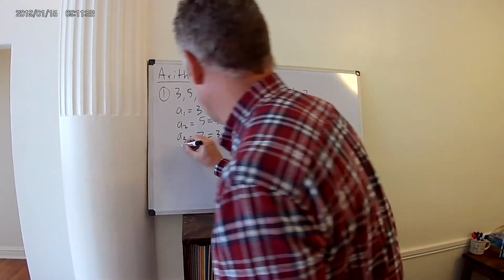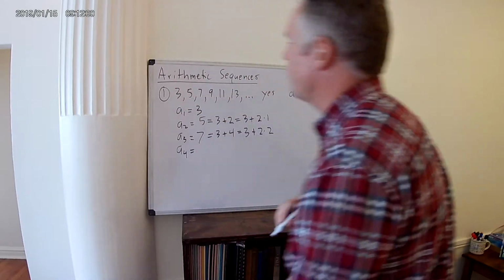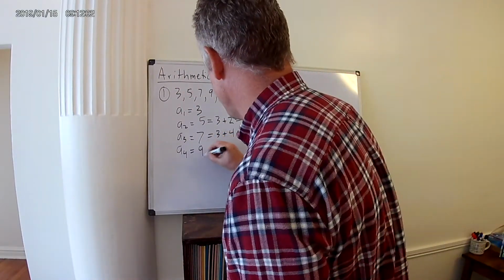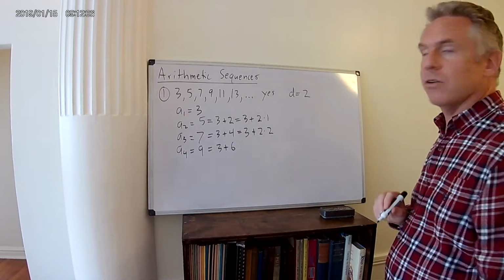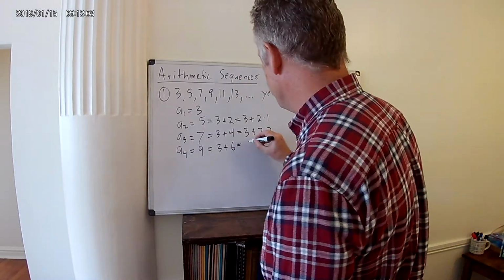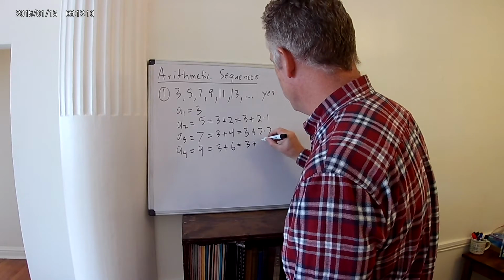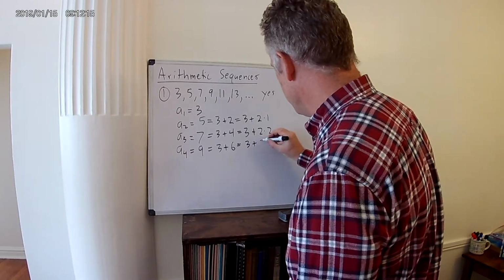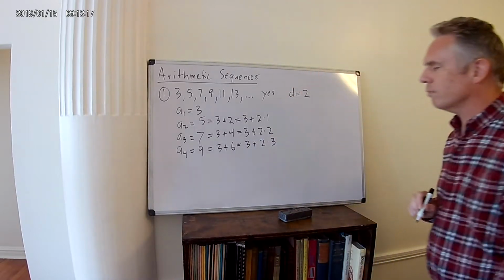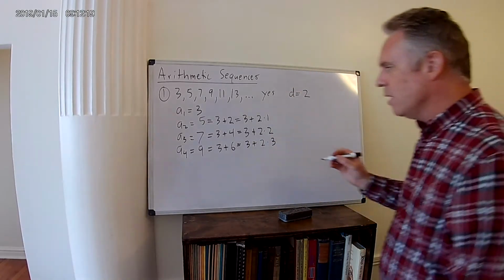Let's do A4. And hopefully you are starting to see a pattern emerge here. A4 is 9. I'm going to write 9 as 3 plus 6. We're all agreed on that. And this equals 3 plus, I'm going to write 6 as 2 times 3. Okay, and finally, let's do A5.